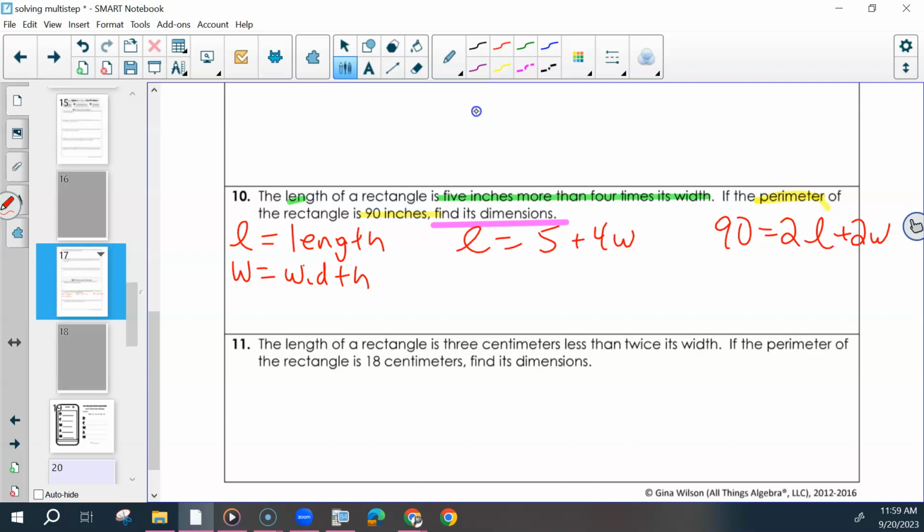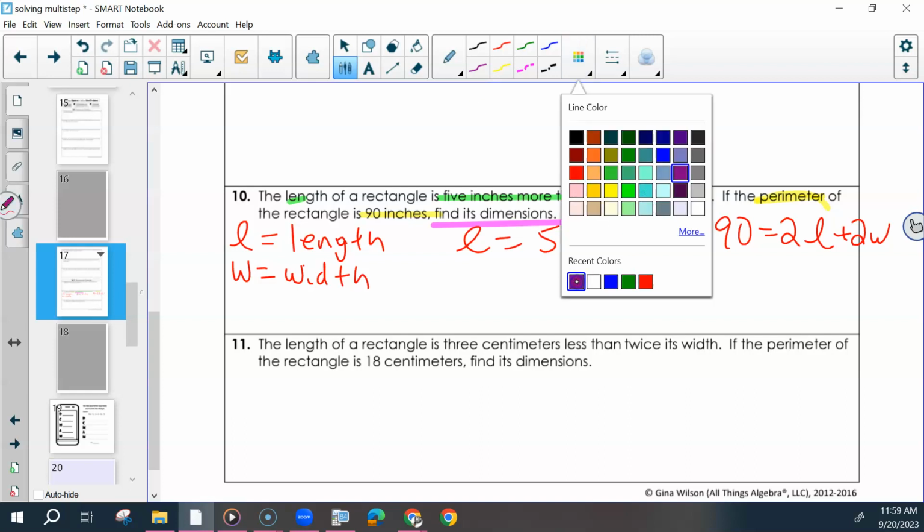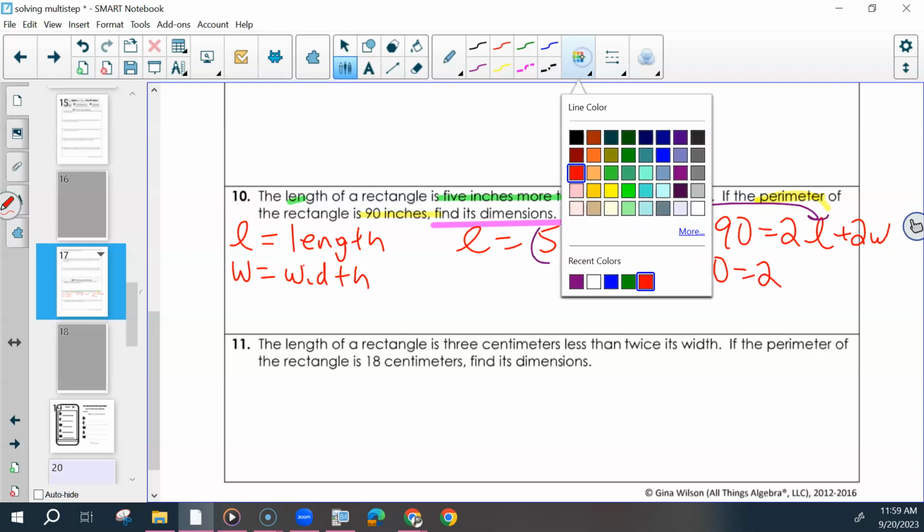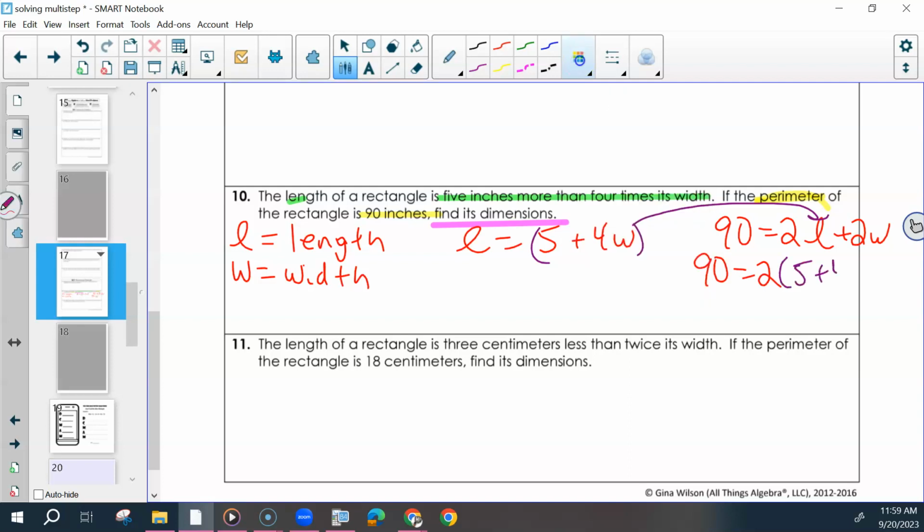So then what are we going to do with the equation for L? Put it in the other one. So rewrite it. 90 equals 2 times, in parentheses, 5 plus 4W. Don't forget about the 2W that was already here. Now you distribute. Solve it like a normal problem. 90 equals 10 plus 8W plus the original 2W. Combine like terms.